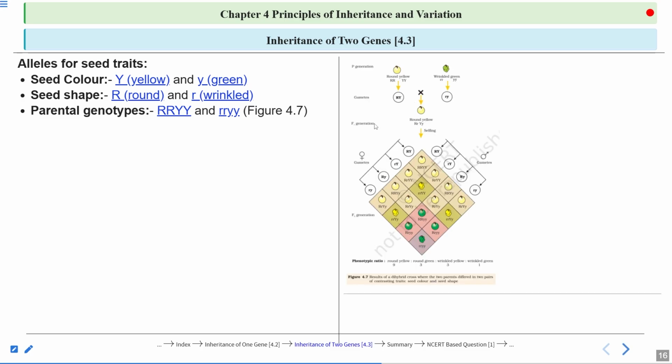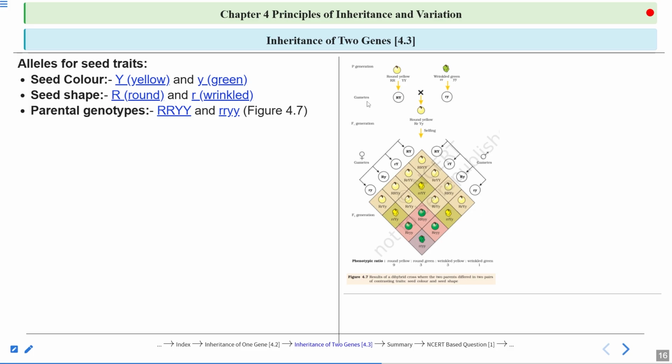So you can see in this image, this is showing you a dihybrid cross. This is showing you the inheritance of two genes. This is the P generation, meaning parental generation. The plant having round and yellow color seeds was crossed with a plant having wrinkled and green color seeds. The genotype is also written here. So these are pure breeding lines, so they are homozygous for the traits.